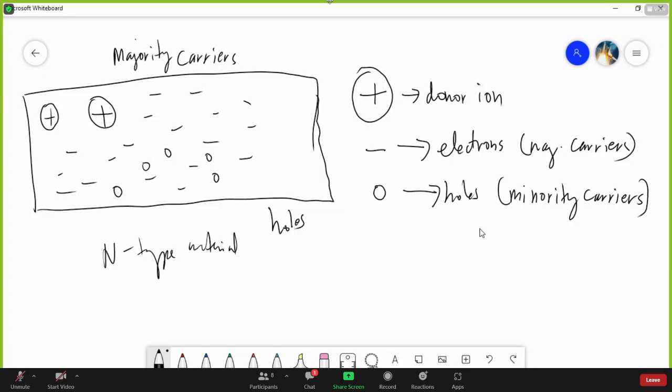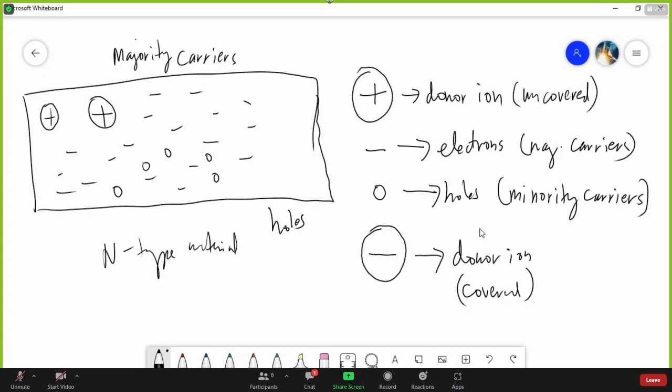And meron pang isa. Meron pa tayong ganito. Wala kasi dun sa, I think sa galing sa publisher na diagram. Merong isang malaking ganyan at may negative. Donor ion pa rin yan. Pero this is covered. Itong isa, uncovered. So okay, malilito dyan na. Importante itong concept na to kasi pagdating ng forward bias, reverse bias, tsaka no bias ng diode natin, kailangan natin maintindihan yan. We will represent the depletion region ng semiconductor diode using these symbols.